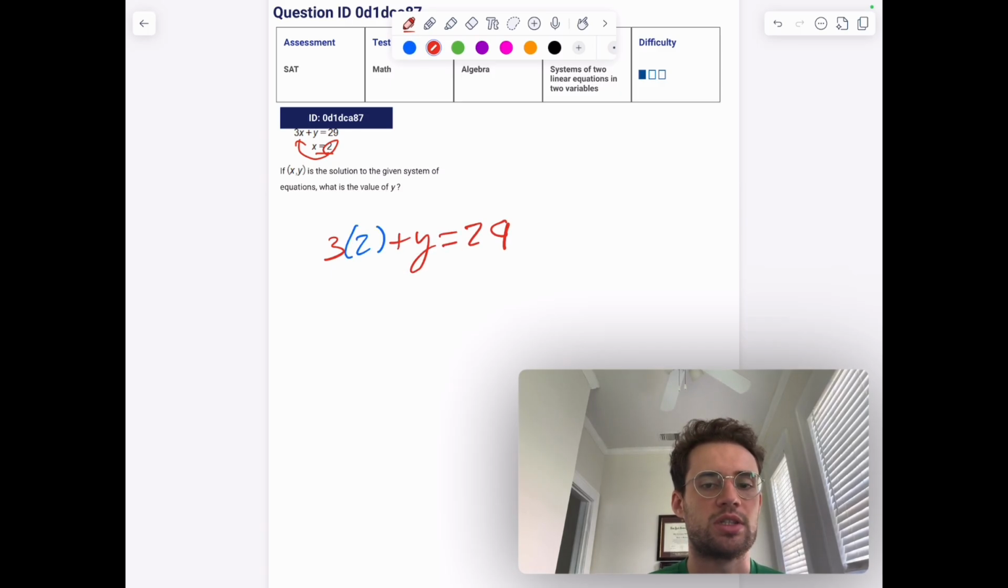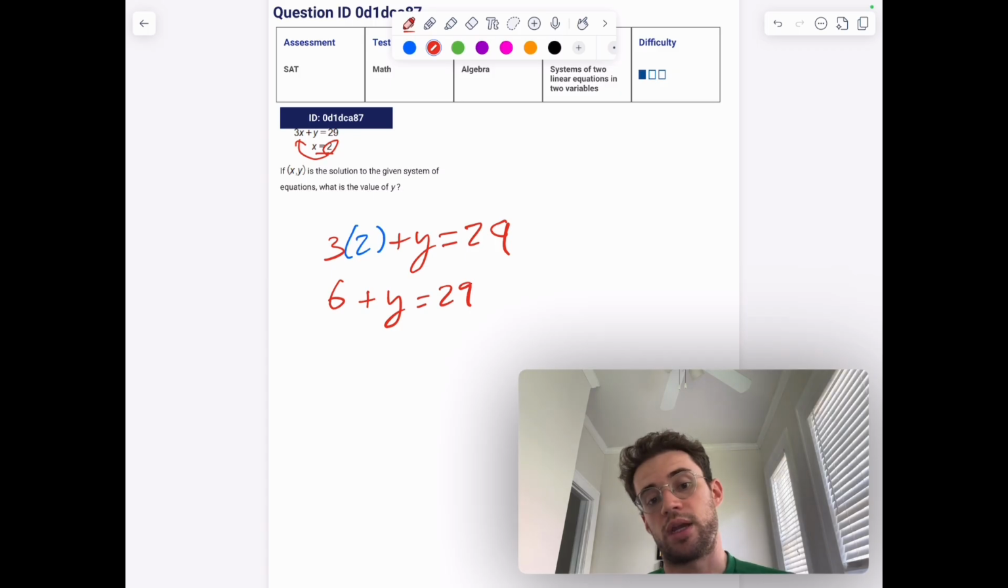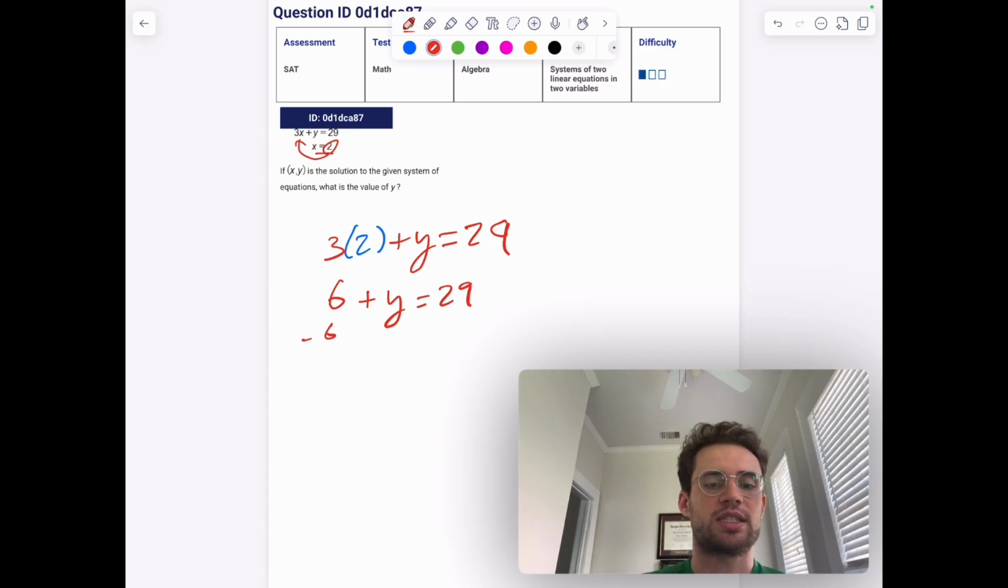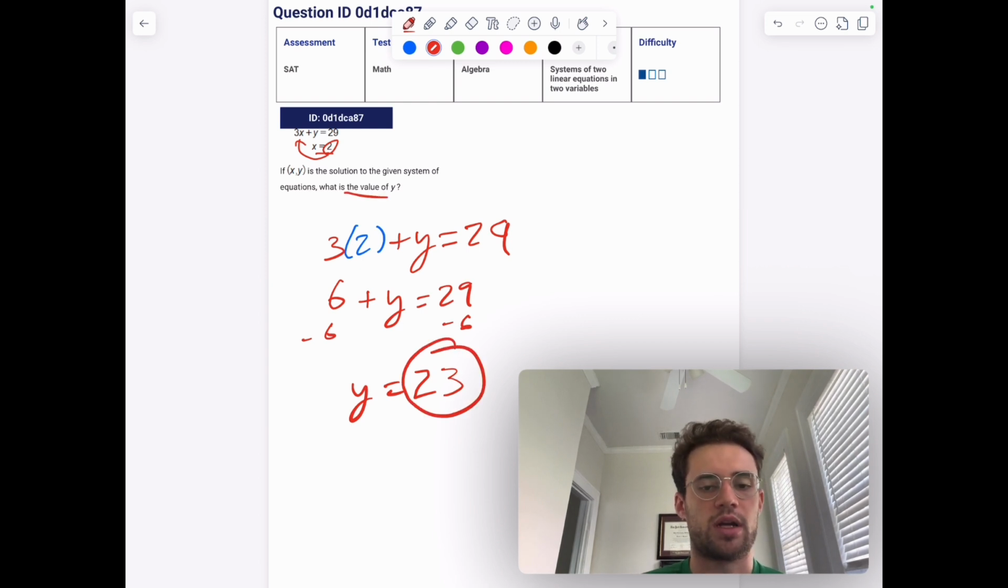And now we just have to solve for y, get the y alone. So we get 3 times 2 is 6, 6 plus y equals 29. Think what plus 6 makes 29, which would be 23. Or just subtract 6 from both sides, and y will be 29 minus 6 is 23. So what is the value of y? That's all we're solving for, is 23.